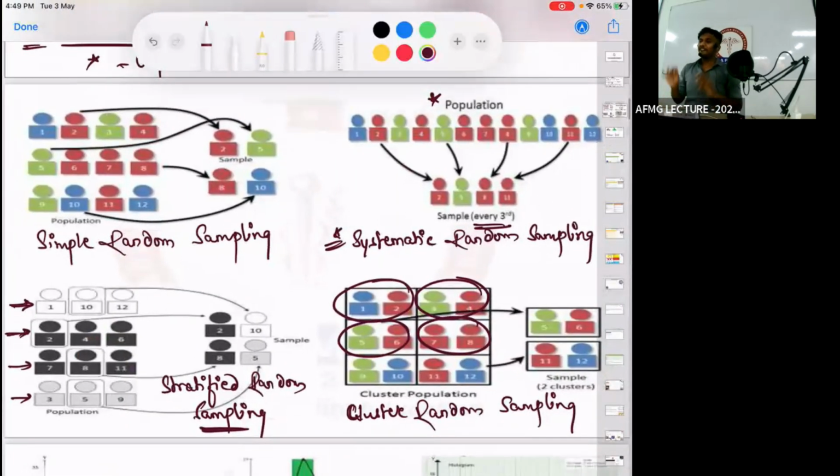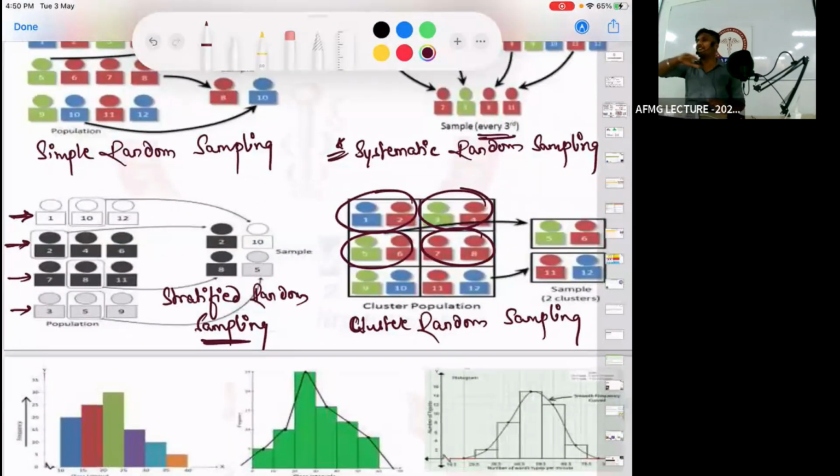So jaldi se. If I choose randomly from a population, it is a simple random sampling. If I arrange them in order and every third or second individual is selected, it is a systematic random sampling. If I order them in levels and randomly select, then it is called a stratified random sampling. And lastly, if I arrange them in clusters and then choose people randomly, this is called a cluster random sampling. No issues with this. Images dekh lo, images aa sakti hain exam mein, theek hai?